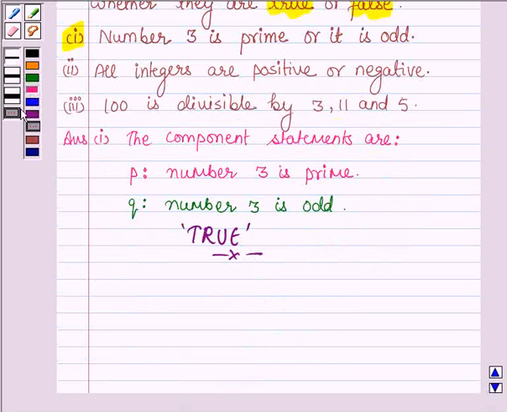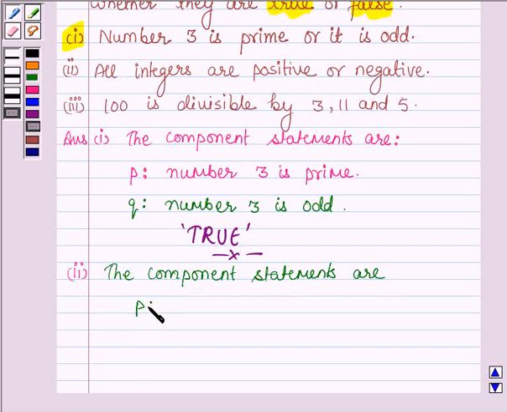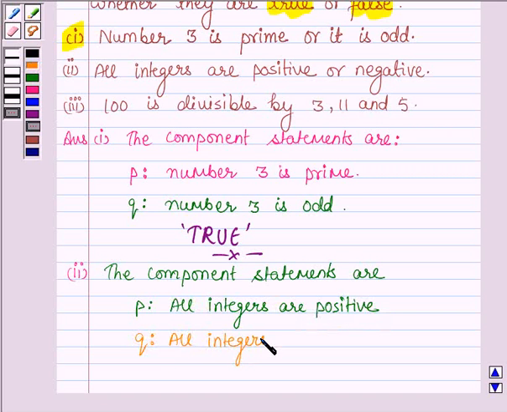Now let's proceed on to the second part, which is, all integers are positive or negative. Now the component statements here are, first one is, all integers are positive, and the second statement is, all integers are negative. And here the connecting word is again or.